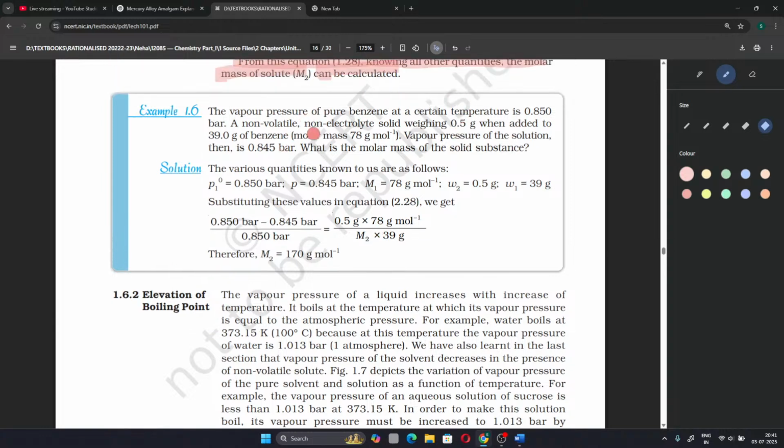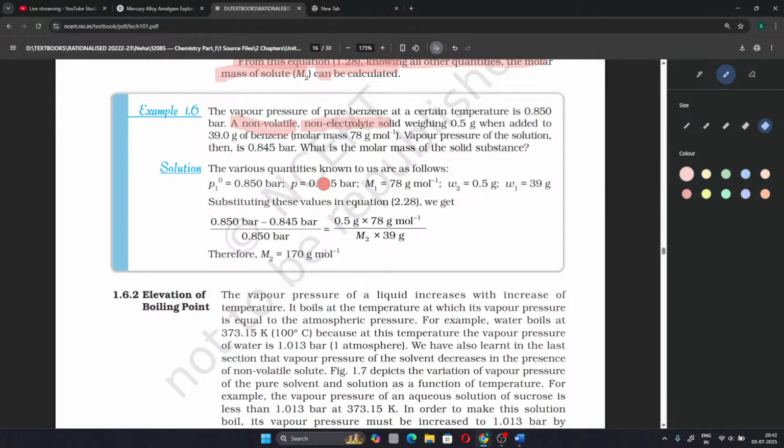They specifically gave us that it is a non-volatile and non-electrolytic solid. Non-volatile is given specifically because it shouldn't affect the vapor pressure. We consider that it is completely non-volatile and doesn't contribute to the vapor pressure. If it did contribute, we would use the complete Raoult's law instead of this partial one. Here we directly consider that the vapor pressure of the solute is 0. It's not contributing to the vapor pressure at all.